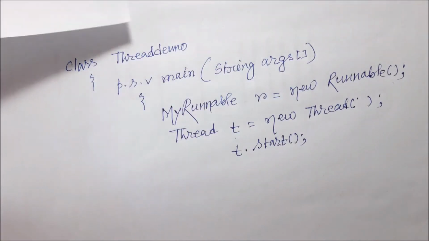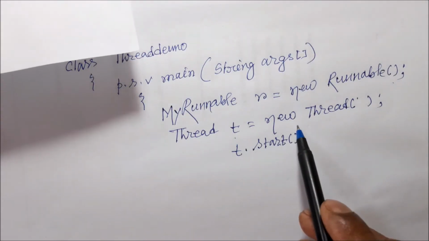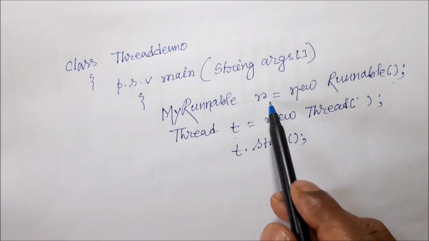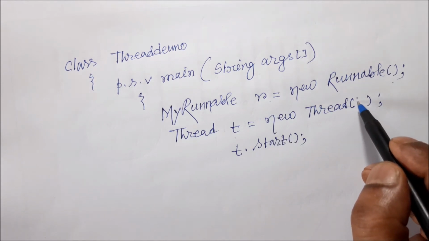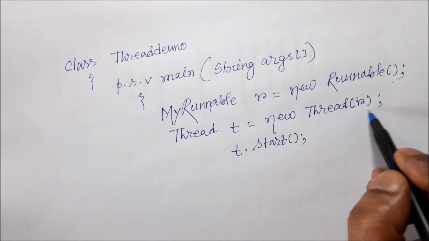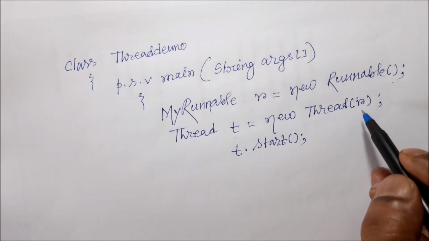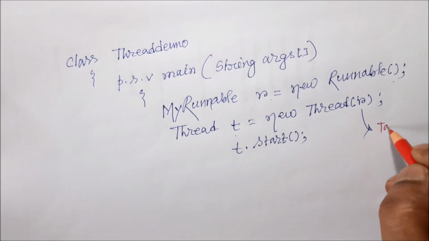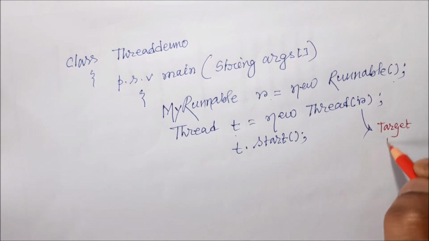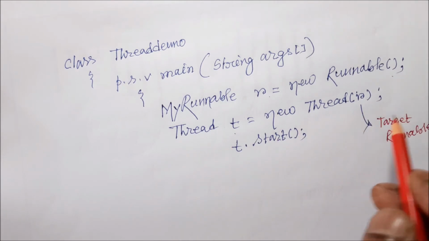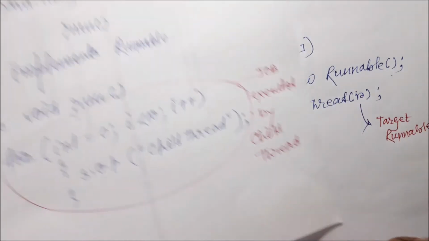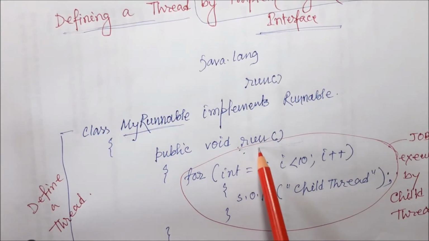So when we create a thread t equal to new thread, we have to pass the object of the runnable interface. So what is the object here? R. So we have to call the runnable interface, the target runnable. So the target runnable object will be passed. When we pass this target R, then this run method will be called and executed.